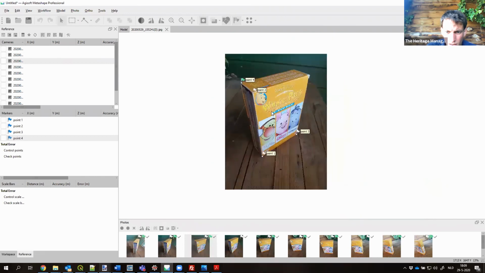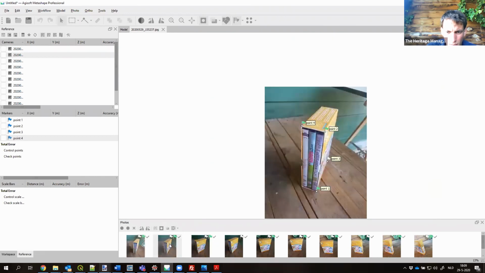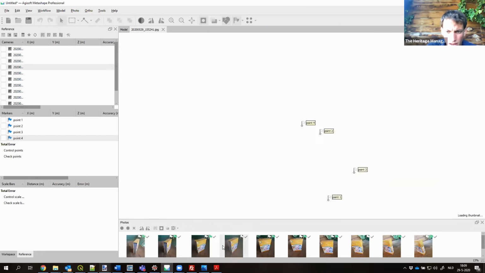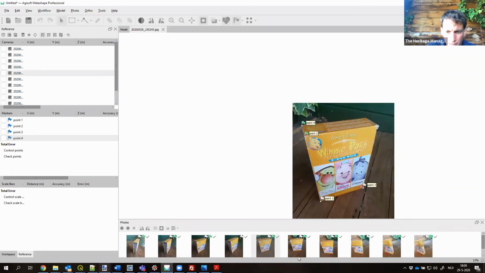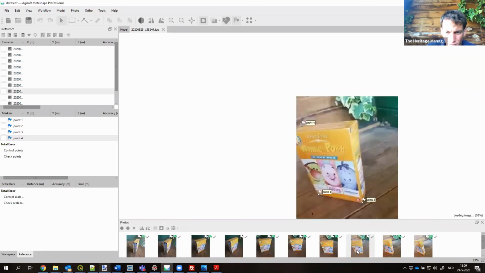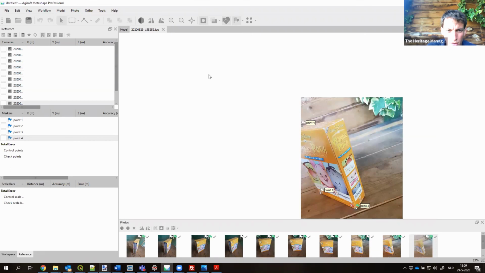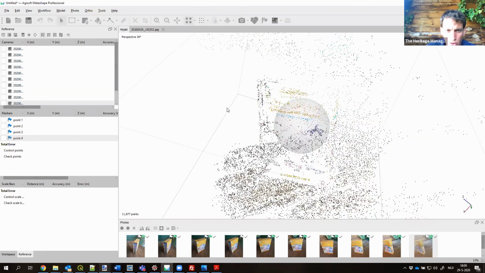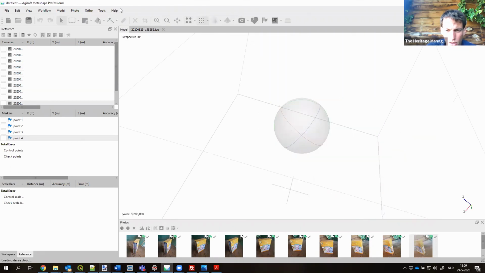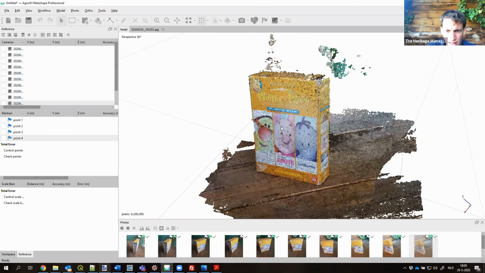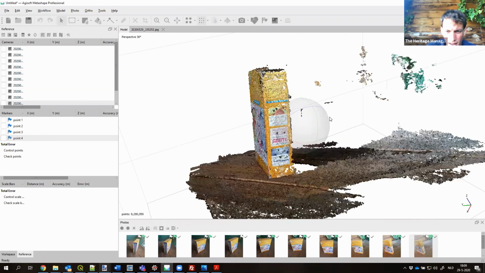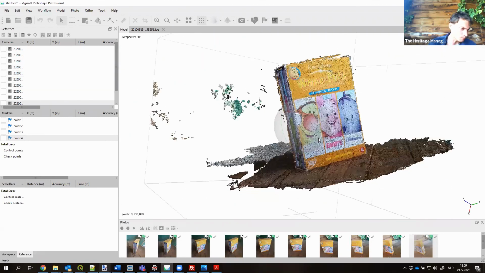Let me zoom out a little bit to give you a better impression. I rotated around my object, and I made my photos like this. So if I align my photos, I think there's also a dense point cloud here. Voila, then this is the object that I have so far.